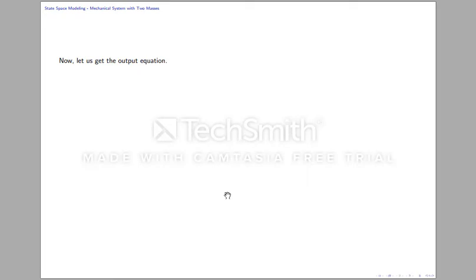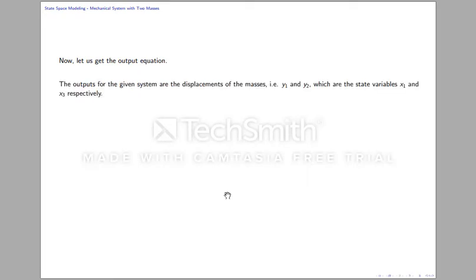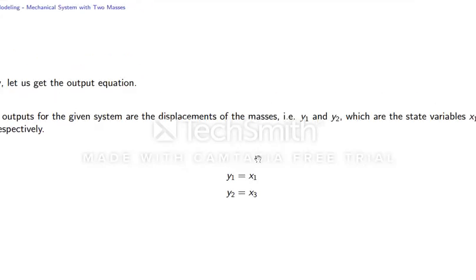Now we have to get the output equation. We already defined the outputs: y1 and y2 are my outputs, and y1 and y2 are nothing but x1 and x3. This is how we defined the state variables. x1 is y1 and x3 is equal to y2, or otherwise y1 is x1 and y2 is x3.